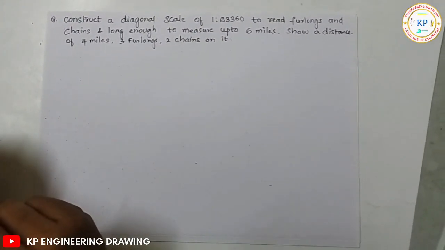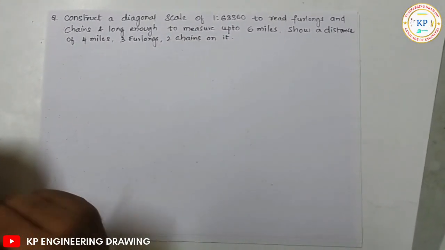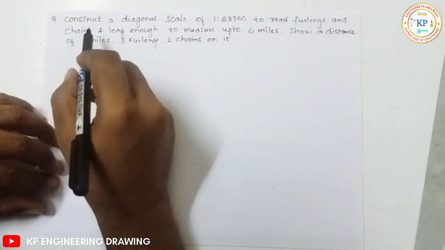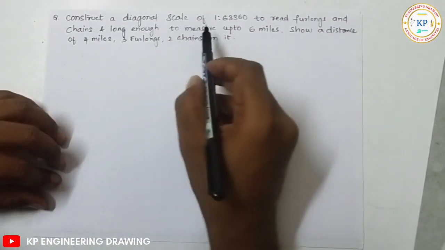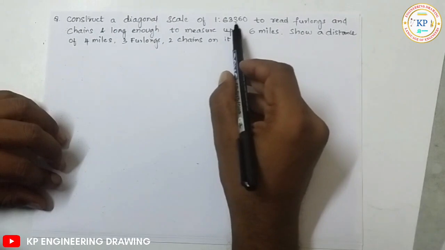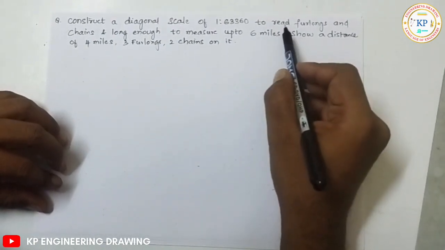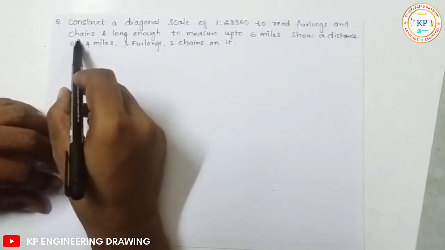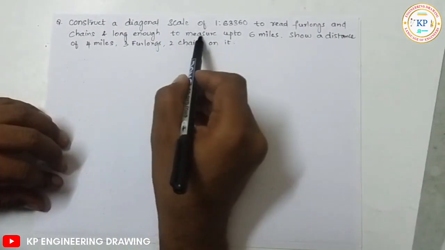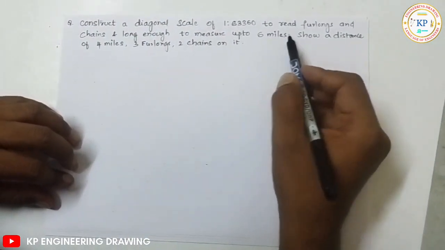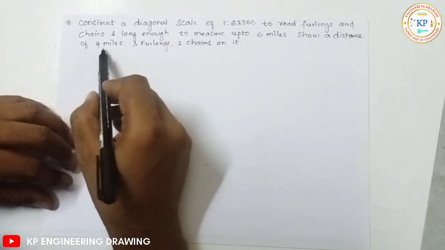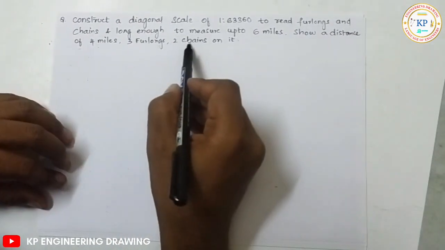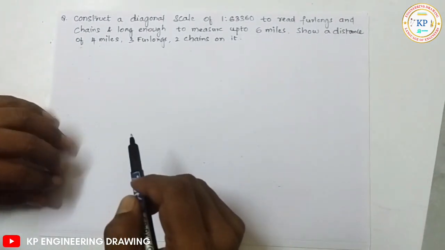Today we'll see one more problem on diagonal scale. So the problem is like this. Construct a diagonal scale of 1:63360 to read furlongs and chains and long enough to measure up to 6 miles. Show a distance of 4 miles, 3 furlongs, 2 chains on it.